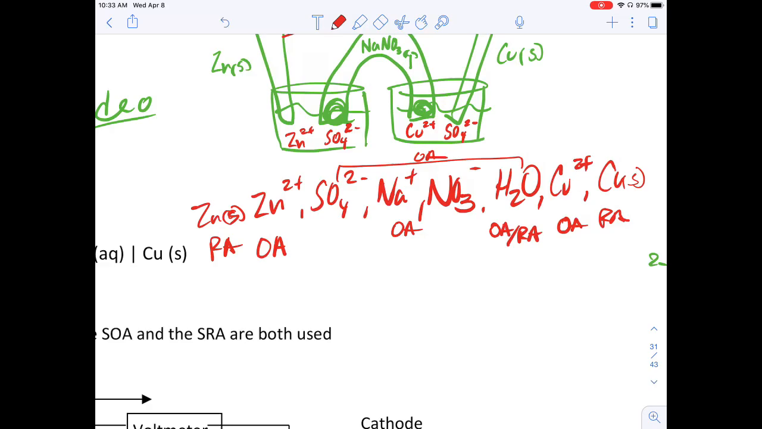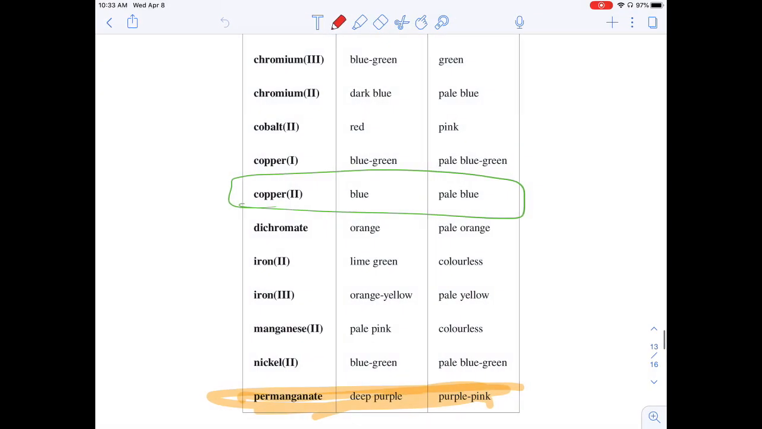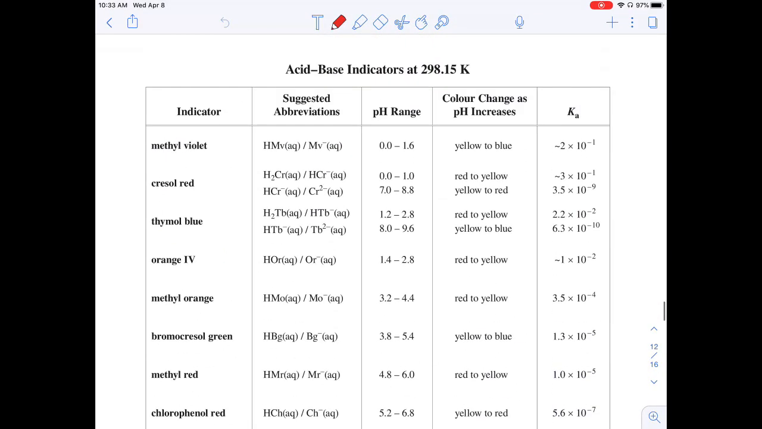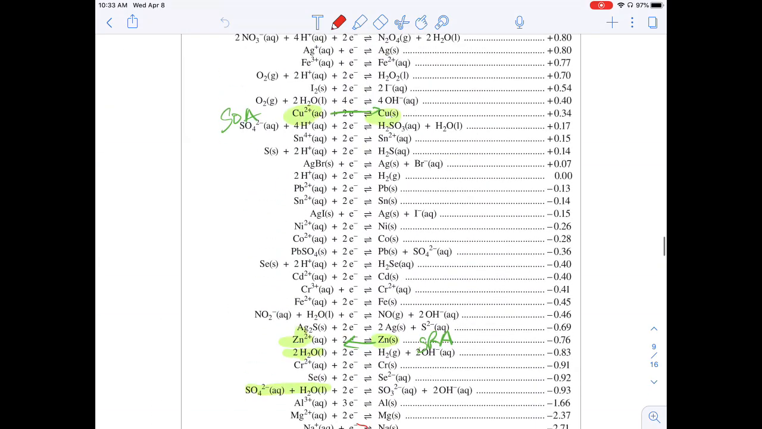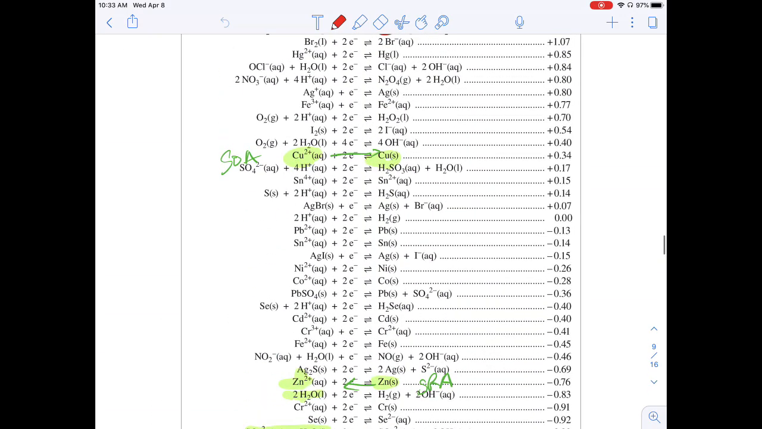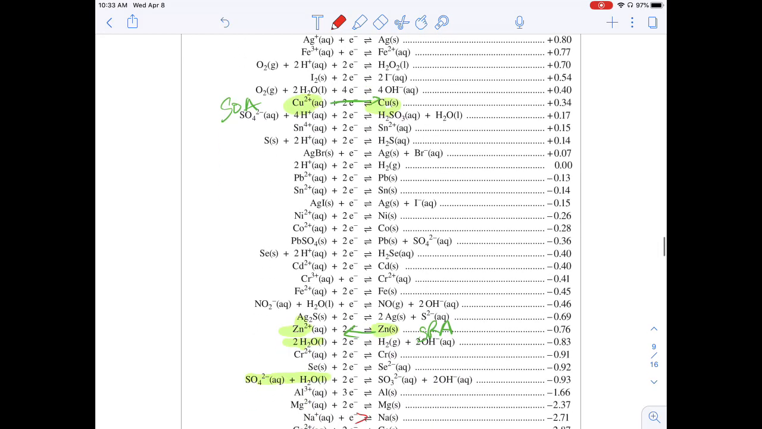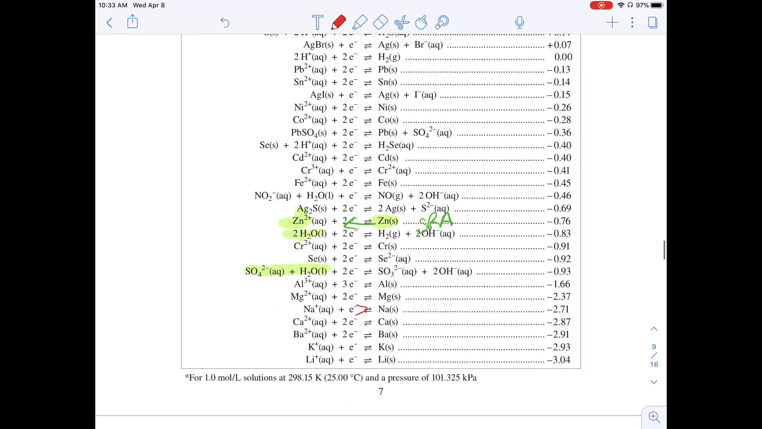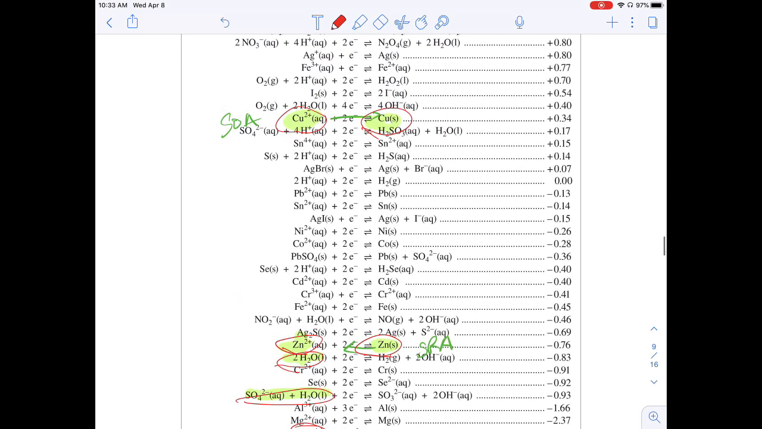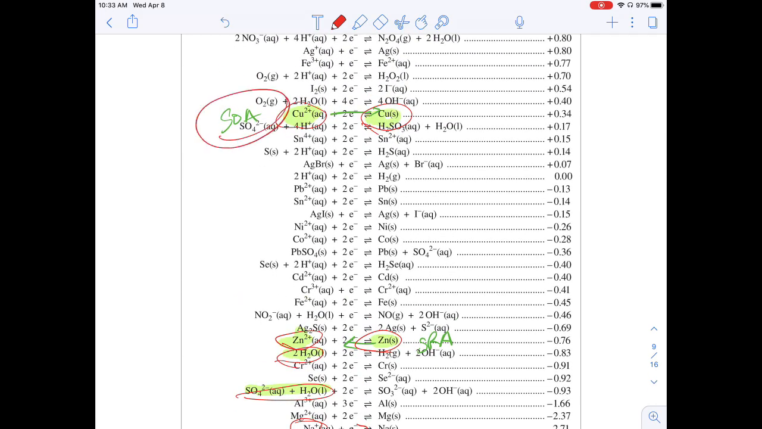So I'll just duck over to my data booklet and try to locate those things for you. So I've got my water up here, copper 2, copper solid. I have zinc ions, zinc solid, sulfate and water, and then my sodiums are down here. So my strongest oxidizing agent is copper 2. So this reaction is going to go this way. My strongest reducing agent is zinc. So this reaction goes this way.